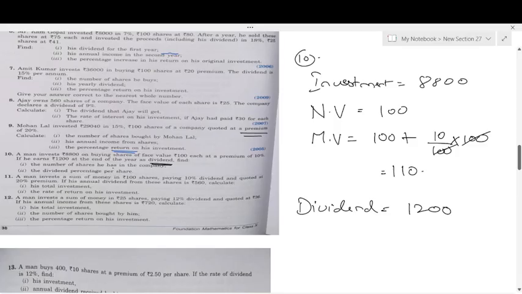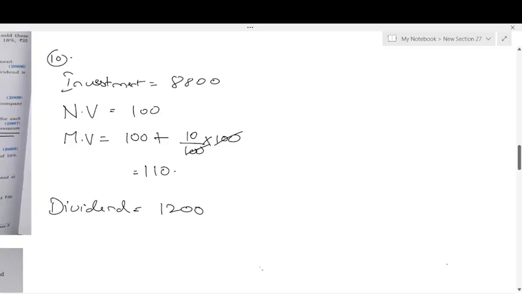What do we need to find here? Find the number of. What do we need to find, students? Number of what? Number of shares. So how do you find the number of shares? Again, total number of shares. What's the formula of number of shares? We use the investment formula. So tell me directly, number of shares will be equal to.